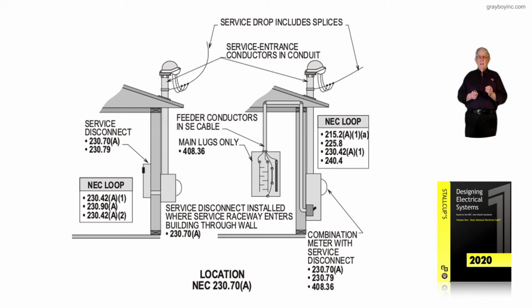And 225.8 is another section that we really need to look at. 230.42A1 has to be reviewed again because we're sizing the conductors from the weatherhead and the service drop down through the service mast to the line side of that disconnecting means and overcurrent device. And then of course 240.4 has to be applied because if the equipment is 100 amps or less, we can round the overcurrent device up.